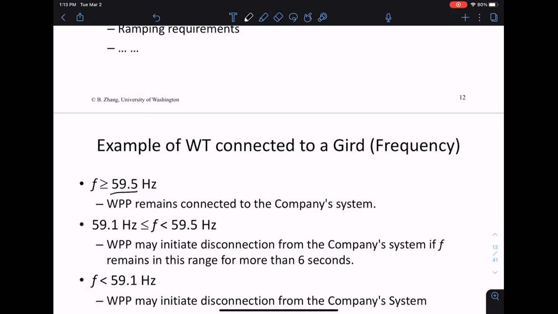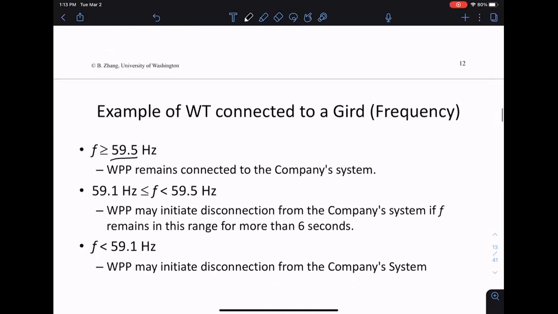If the frequency is between 59.1 and 59.5, you can try to disconnect, and if you count 6 seconds and the frequency still hasn't recovered, then you can disconnect. If the frequency suddenly drops to below 59.1 hertz, then you can immediately disconnect.